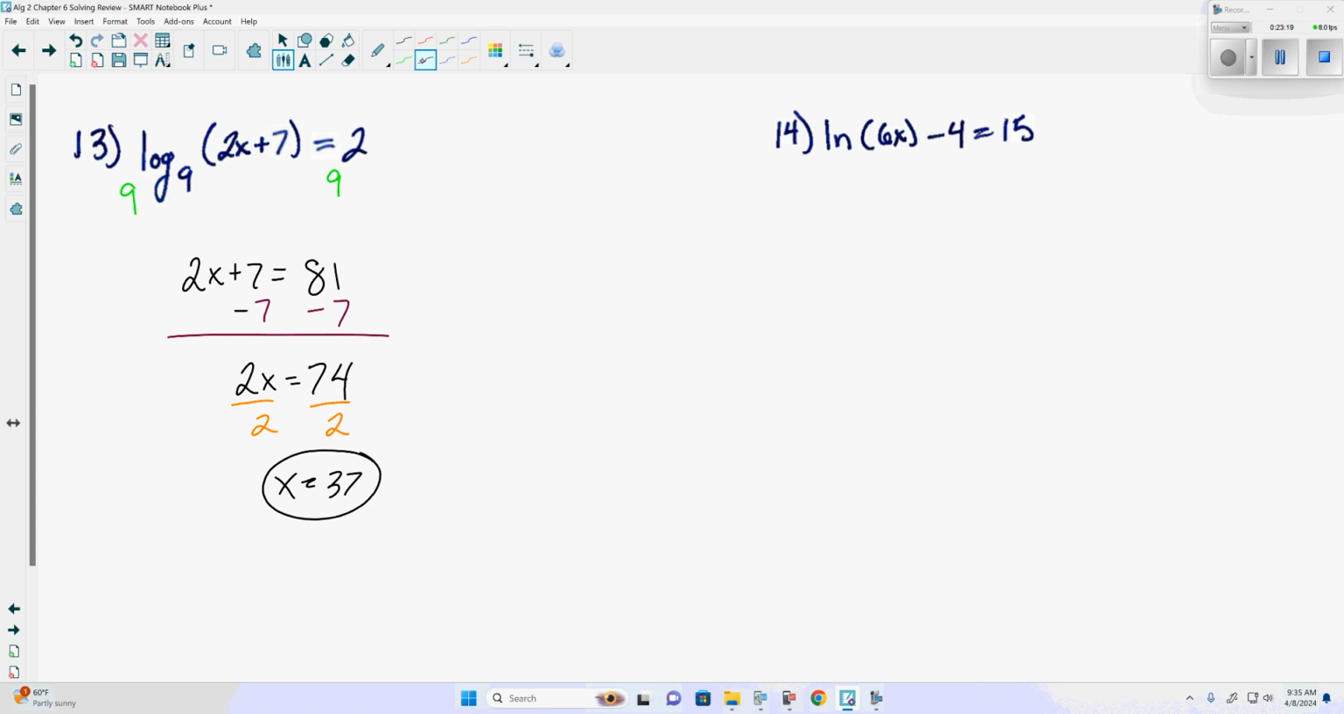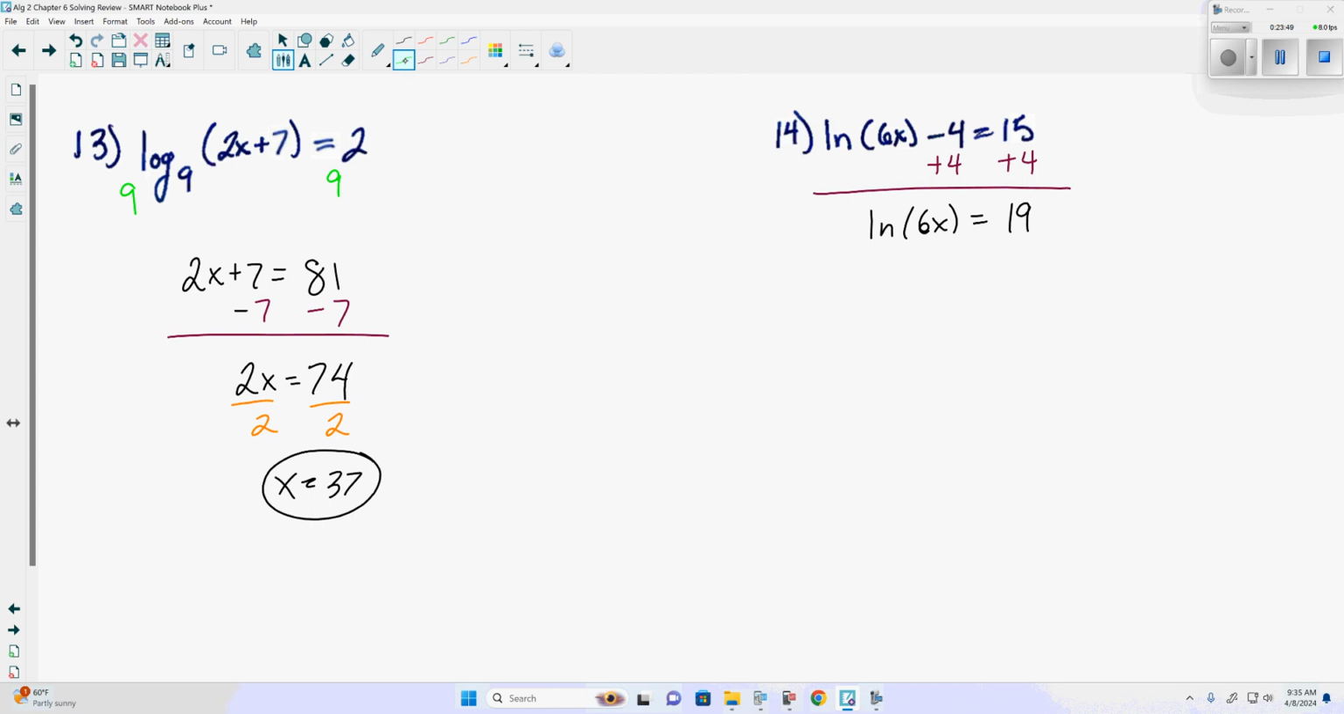14, ln of 6x minus 4 is equal to 15. Is the log by itself? Because if the minus 4 was inside the parentheses, then yes, it would be by itself. But since the minus 4 is outside, we have to move it first by adding 4, telling us the natural log of 6x is equal to 19.